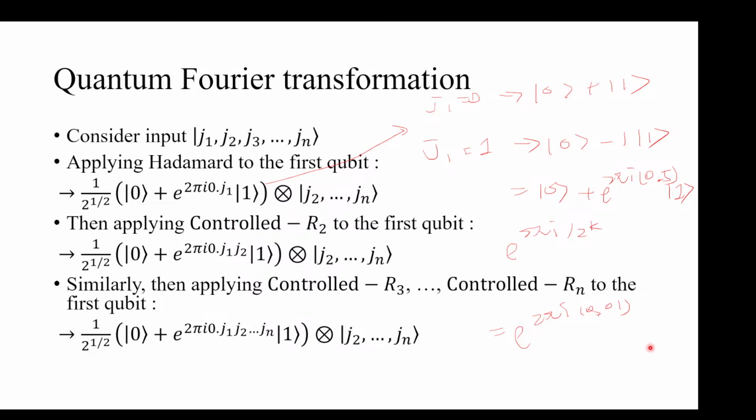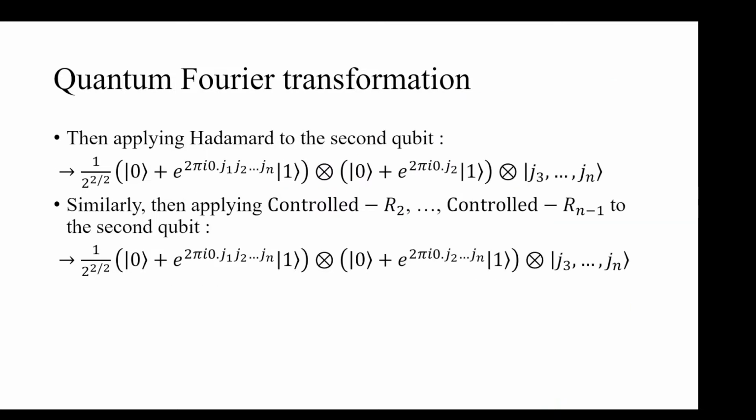So you will control on J2. Then the phase you get is e to the 2 pi i 0.0J2. Okay, because only when J2 equal to 1 do you have this phase, and when J2 equal to 0 you don't have this phase. Hopefully I convince you that when you do control R2, you get the extra e to the 2 pi 0.0J2 phase on your 1. Okay, and then you can see how this is going.